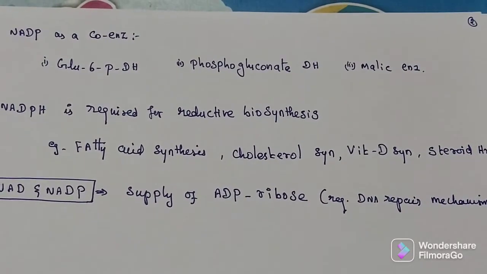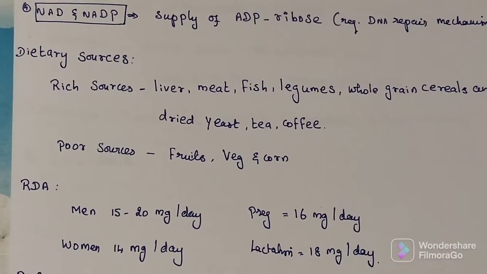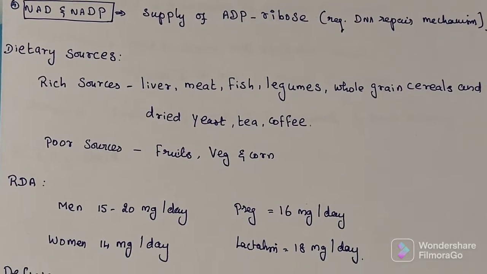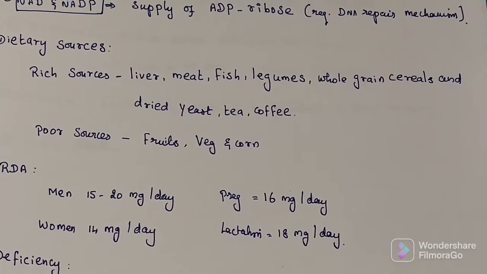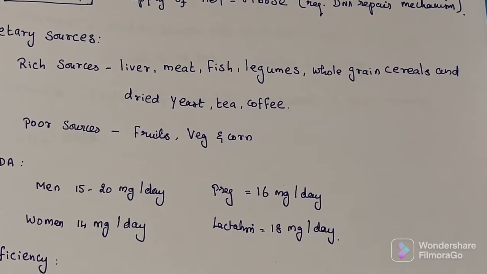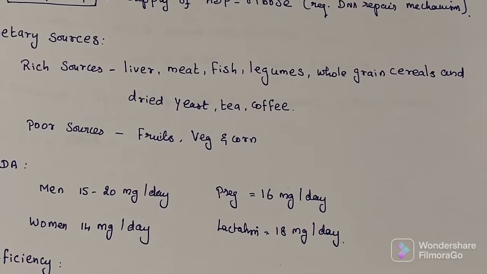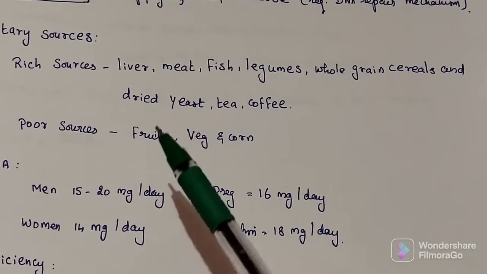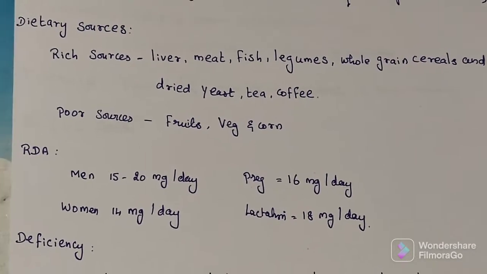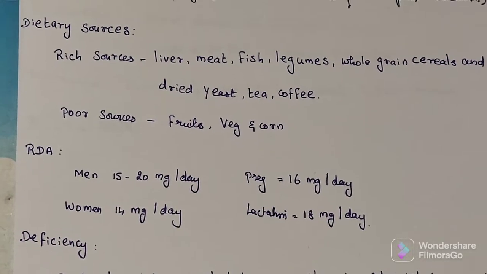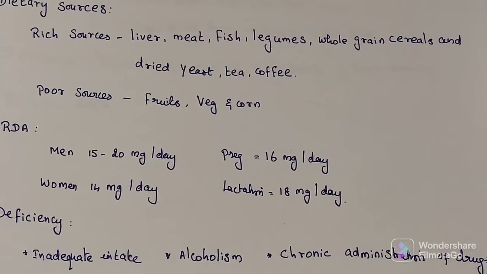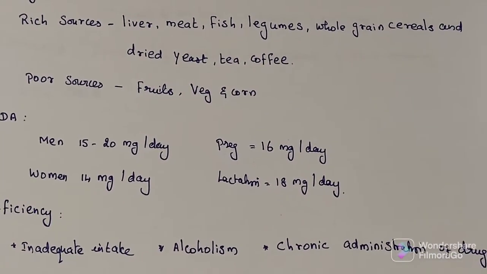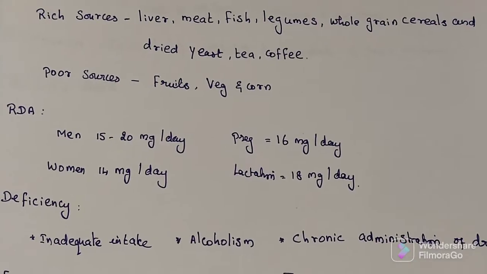Now coming to dietary sources. It is present in both veg and non-veg diets. Liver, meat, fish, legumes, whole grain cereals, dried yeast, tea and coffee are the rich sources. Poor sources are fruits, vegetables and corn. Next, RDA: men 15 to 20 mg, women 14 mg, pregnancy 16 mg, lactation 18 mg, overall 20 mg per day.